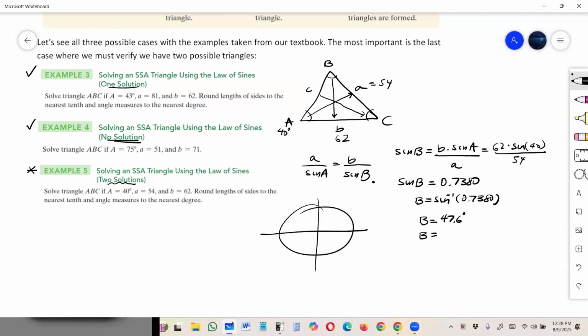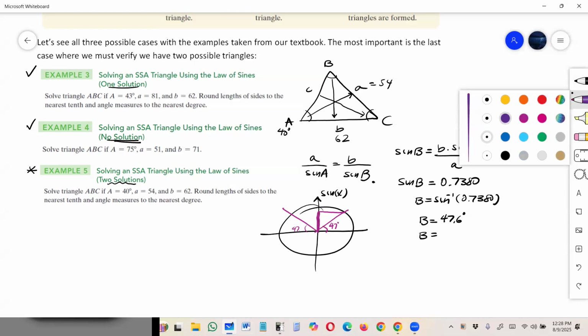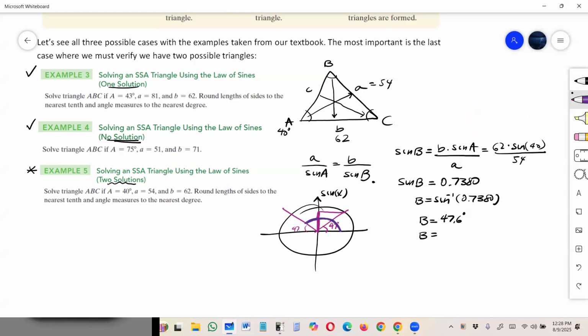So here's the circle. This is the sine axis. And here is my, let's say 47 degrees, 47.6. This is the sine that corresponds to 47 degrees. The other angle is here. It's this angle here. I have to find it. So how do I find it? It's 180 minus 47. Okay, so the other angle is going to be 180 minus 47.6.